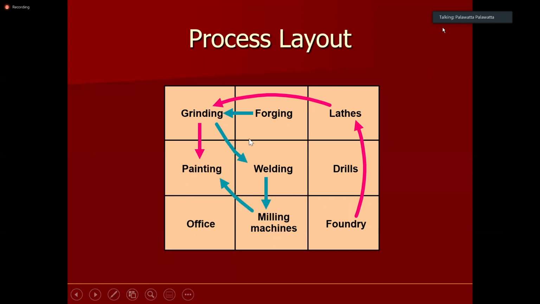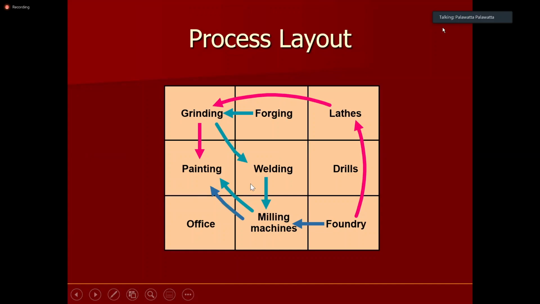And then the second item starts from forging and then welding, milling, and then painting. Forging, grinding, welding, milling, and painting. Third one starts from foundry and then goes through milling process and then painting.